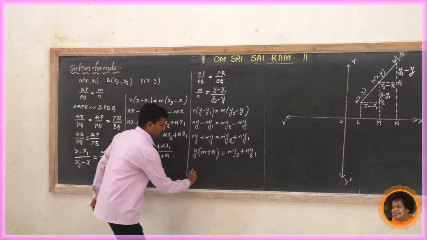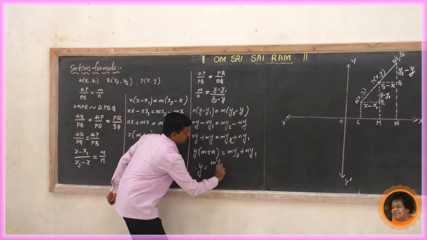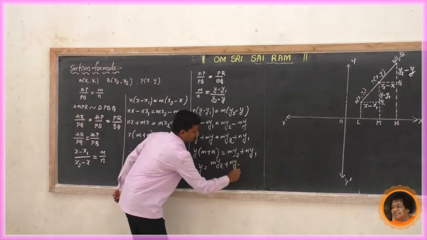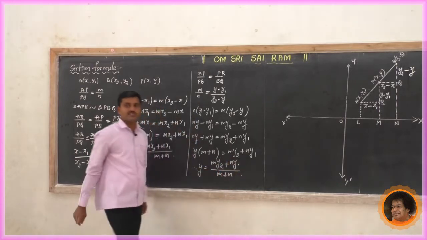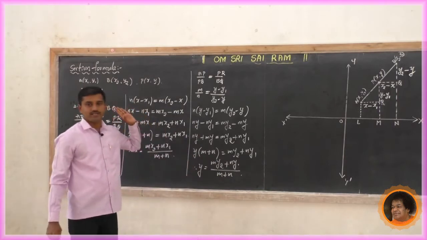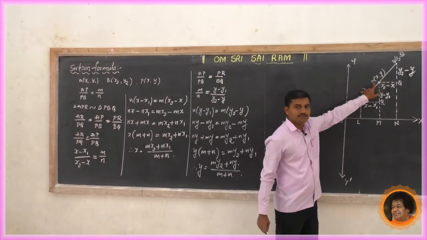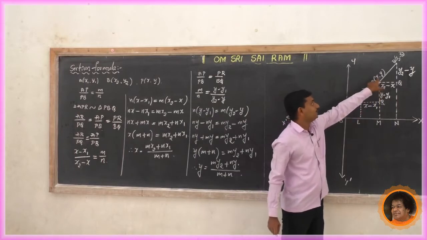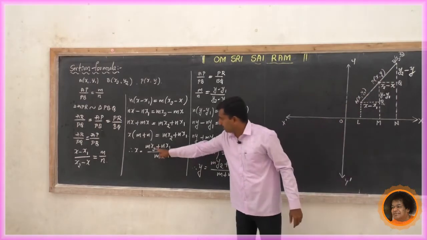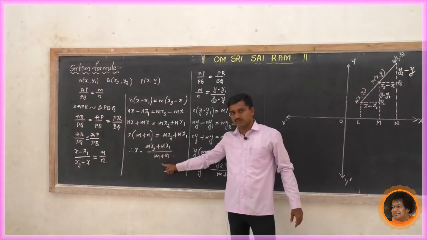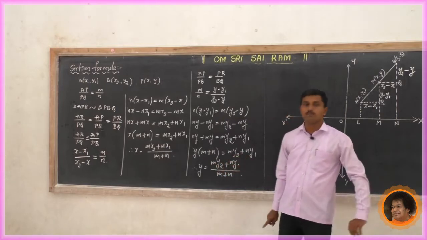What is the value of y? Therefore y equal to my2 plus ny1 divided by m plus n. So this is the value of the y coordinate. We have to find the coordinates of the point P. Let the coordinates of the point P be x comma y. What is the value of x? x is mx2 plus nx1 by m plus n. What about the value of y? my2 plus ny1 by m plus n.